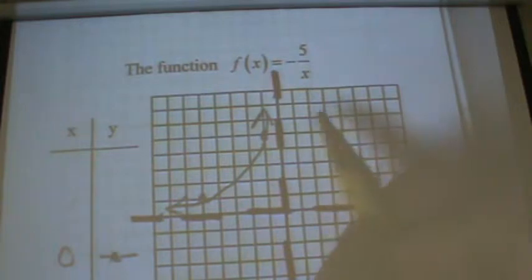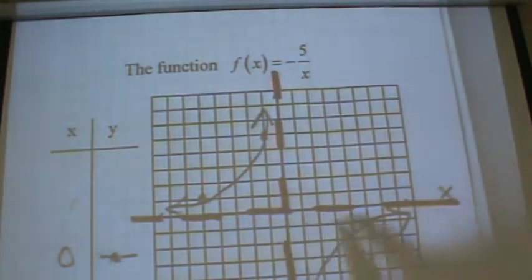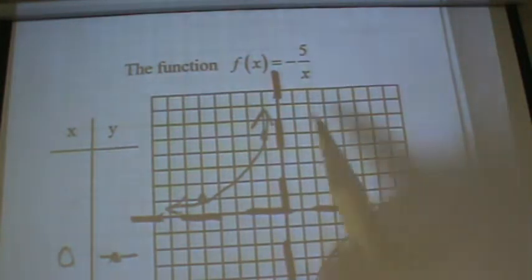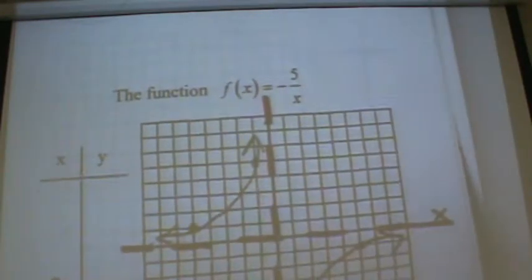So we cannot have a 0 here, or in this case, we can't have a 0 on the x-axis also. So your y-axis and your x-axis cannot be touched. They're undefined. Now I want you to flip this over, and I want you to describe what you see now.